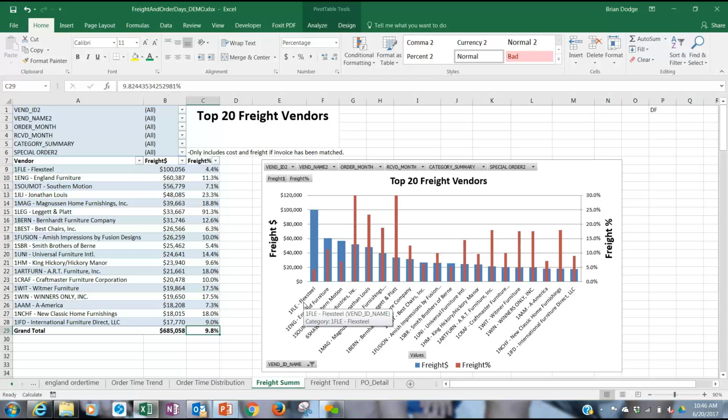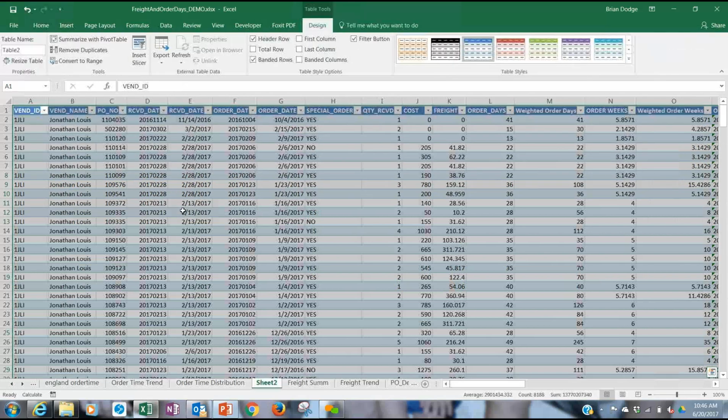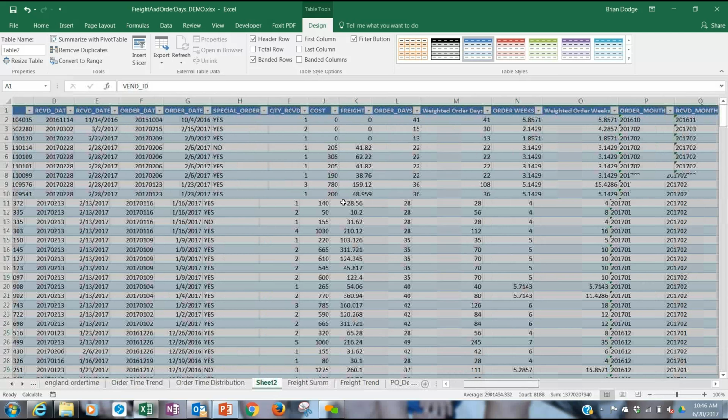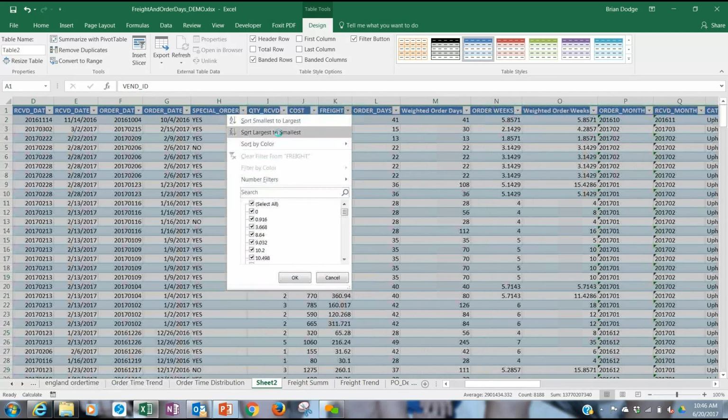In this case, the top three would be Flex Steel, England, and Southern Motion. Again, just like the previous tables, if we want to look at, for example, Jonathan Lewis, which is really high at 23%, we can double-click there, and it's going to give me all the POs associated with Jonathan Lewis. Again, we're looking at the full year. We can look at special orders or non-special orders. We can sort by freight dollars here. Okay.